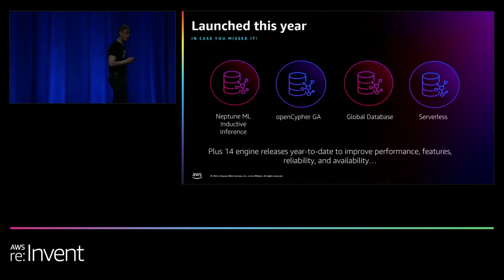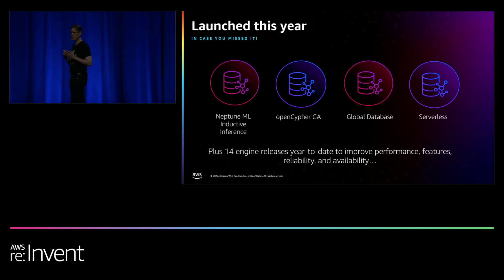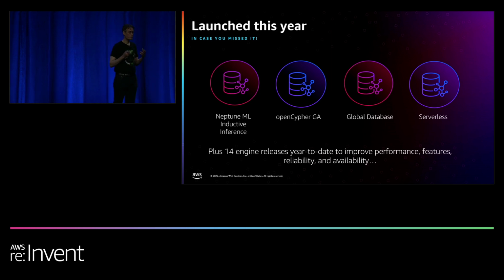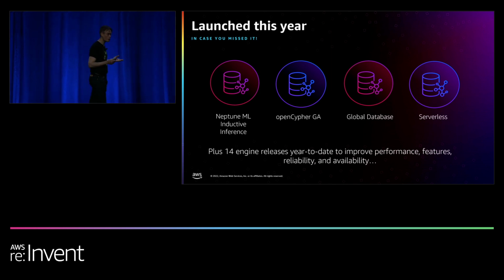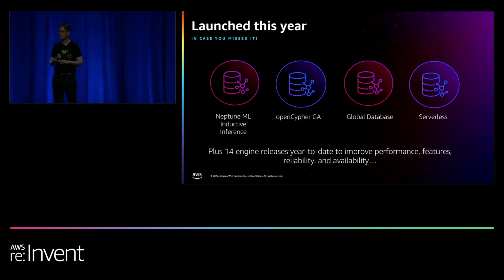We've had a really busy year. We've launched new capabilities that expand the ways that you can use graphs, from machine learning to new query languages to multi-region deployments to serverless capabilities. And along the way, we've made 14 different engine releases to improve security, add new features, make bug fixes, improve availability.